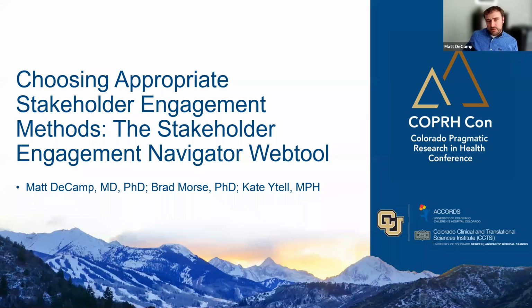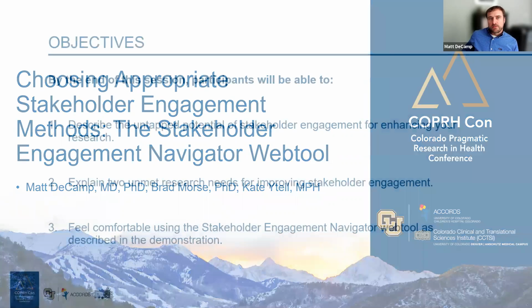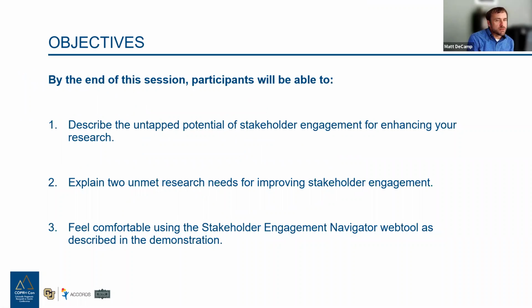Over the next 10 minutes or less, I just want to give you a little sense of what we'll describe as the untapped potential of stakeholder engagement for enhancing research. I'll explain 2 unmet research needs for improving stakeholder engagement. And the last part is where I'll turn it over to Kate and Brad, my co-presenters today, to talk about this Navigator web tool we've developed to help you do just that, to improve the way engagement gets done in research. And all these slides, I believe, are available on the conference website. There are a number of references that you might find handy in writing method sections or parts of grants. So I hope you'll feel free to take from those as you see fit.